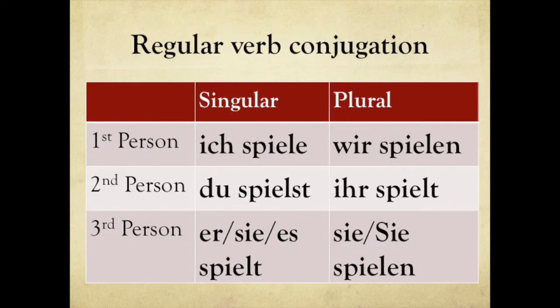So a complete conjugation of spielen would look like this. Ich spiele, du spielst, er, sie, es spielt. Wir spielen, ihr spielt, sie spielen.